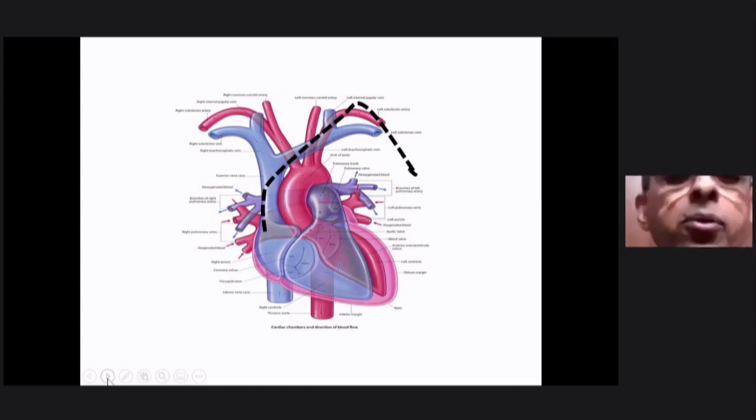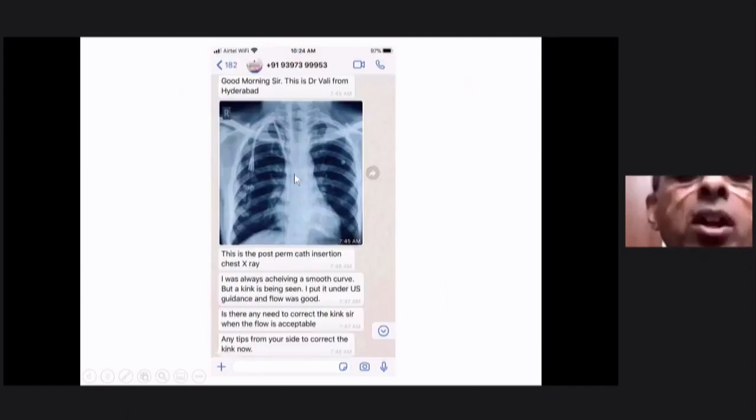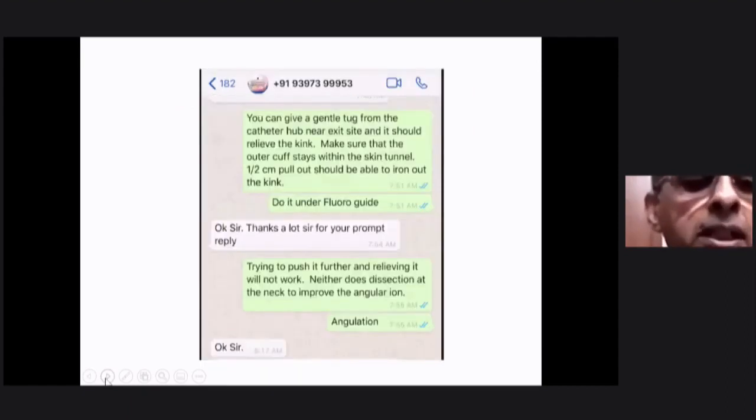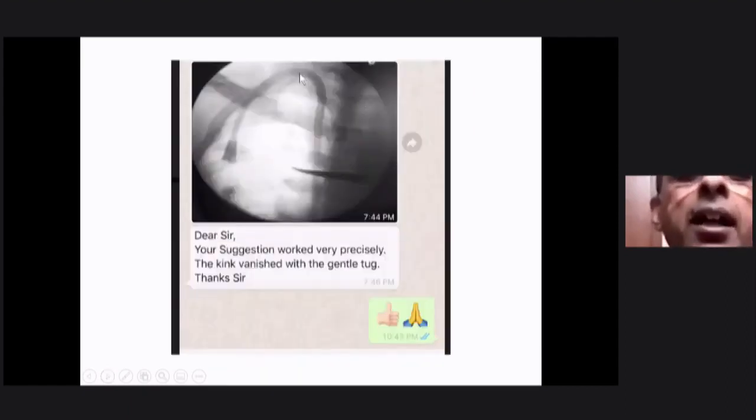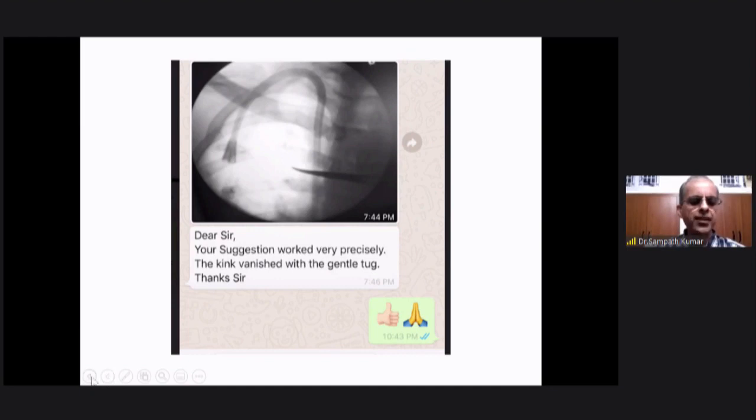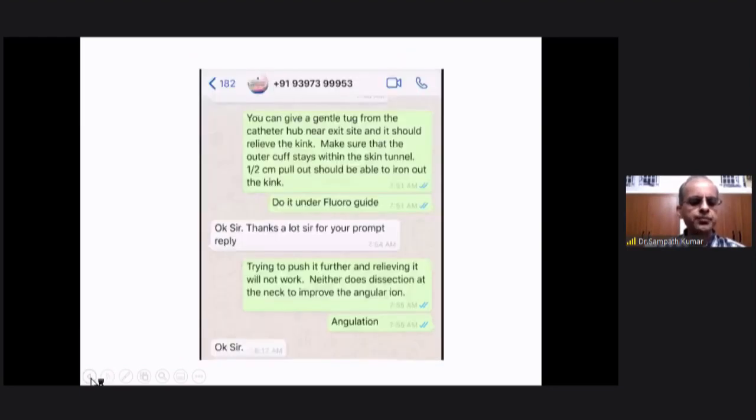And this was one of the queries which came from my dear friend Dr. Wali from Hyderabad, when he had a small kink at the top of the perm cath that he had inserted. What we did was give a small tug, and the upper part of the kink disappeared. So these are all very small tricks which will go a long way in improving our success rates of catheter insertion.